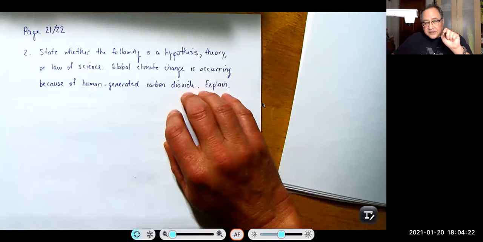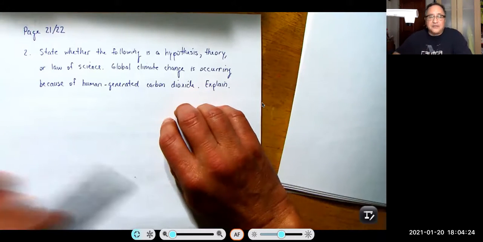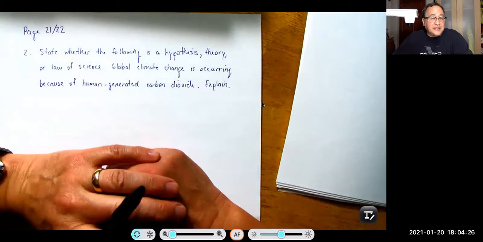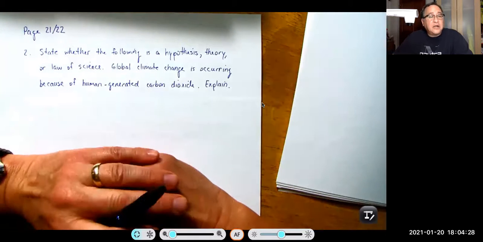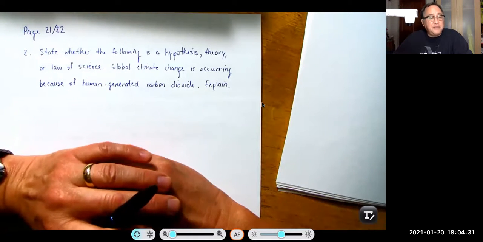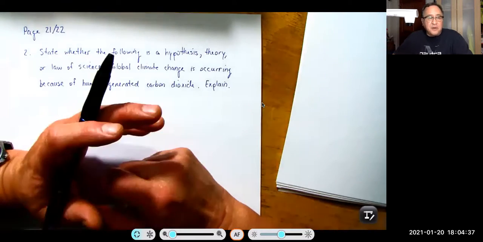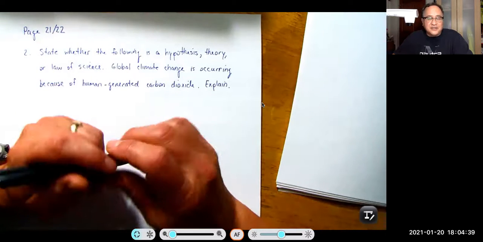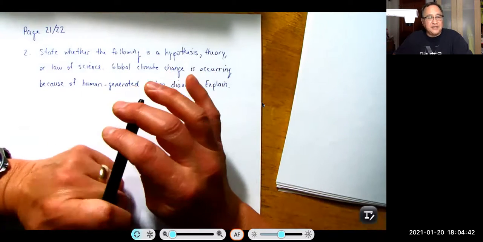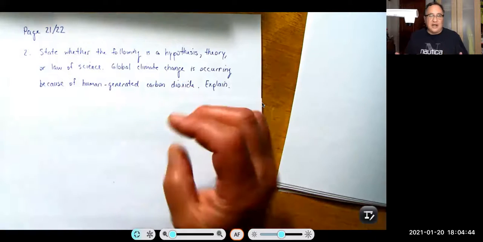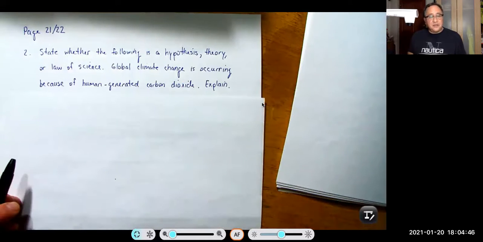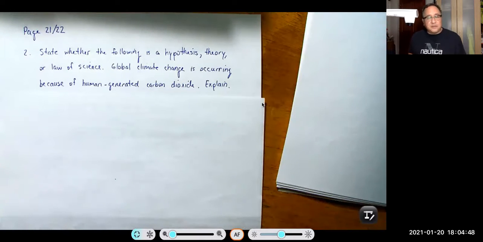So this is an end of the chapter problem. State whether the following is a hypothesis, theory, or law of science. Global climate change is occurring because of human-generated carbon dioxide. Explain. The explain part means, why do you think it's a hypothesis if you choose so, or why do you think it's a theory, not explain climate change. Fair enough? So here, I'm going to look for the part in the book that talks about hypothesis, theory, and law of science and how they differ.